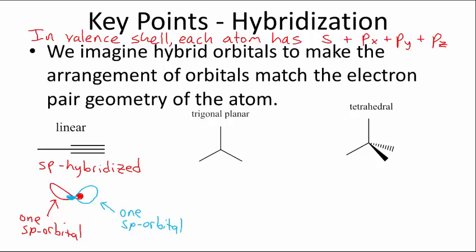When an atom's trigonal planar, what we have to do is use what we call sp2 hybridization. And when it's tetrahedral, we use what we call sp3 hybridization.